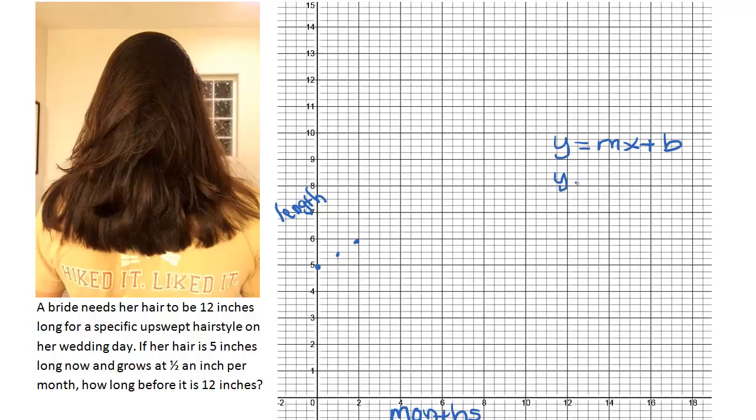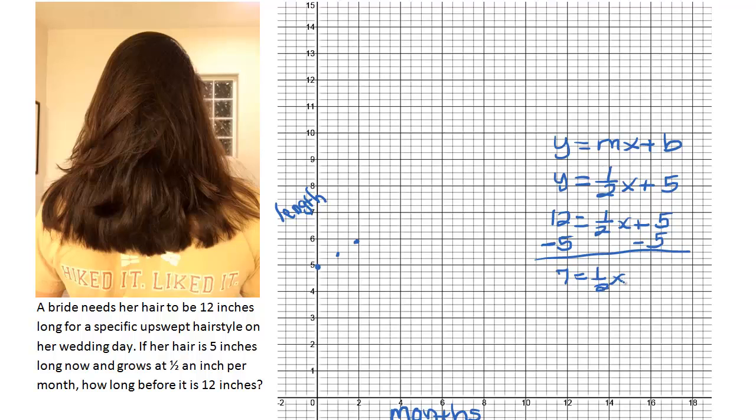So y equals m, 1/2 an inch, times x, plus our original value, b, which is 5. We want to know after how many months will her hair be 12 inches long. So substitute 12 in for y, and then get the 1/2 x by itself by taking the 5 away from both sides. So 7 is equal to 1/2 of an x.